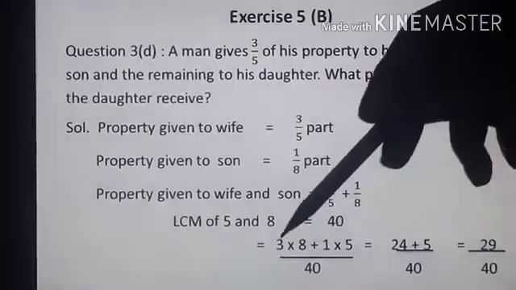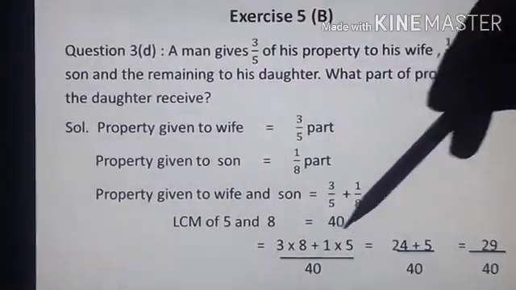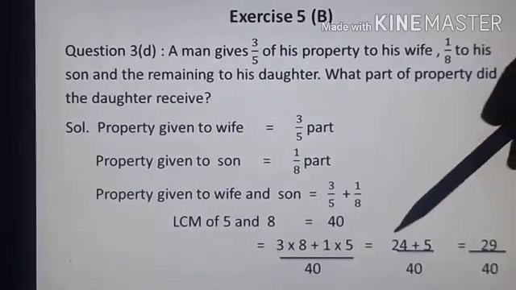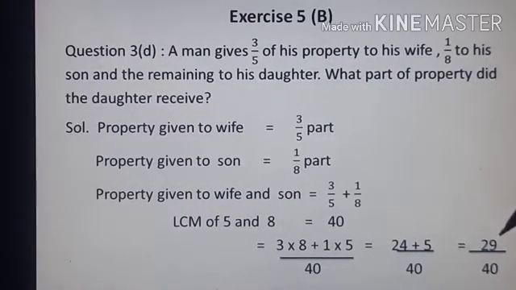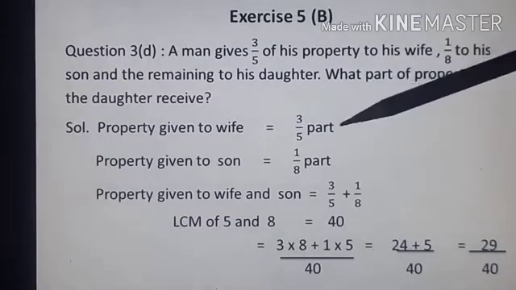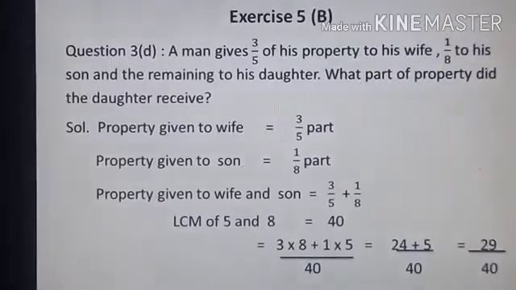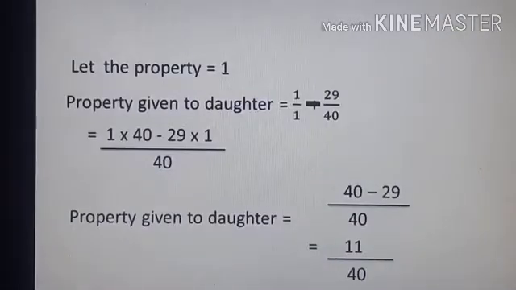Right? 8 3s are 24. 5 1s are 5. 24 plus 5 is 29. Denominator will be same everywhere, 40, 40. So the property that is given to wife and son is 29/40 part. Now we will assume the property of the man. Let the property is equal to 1.